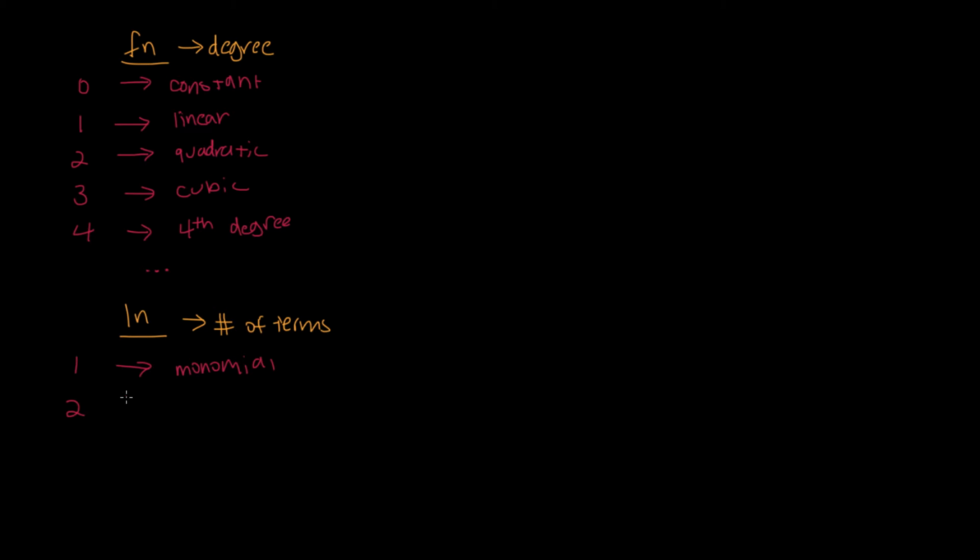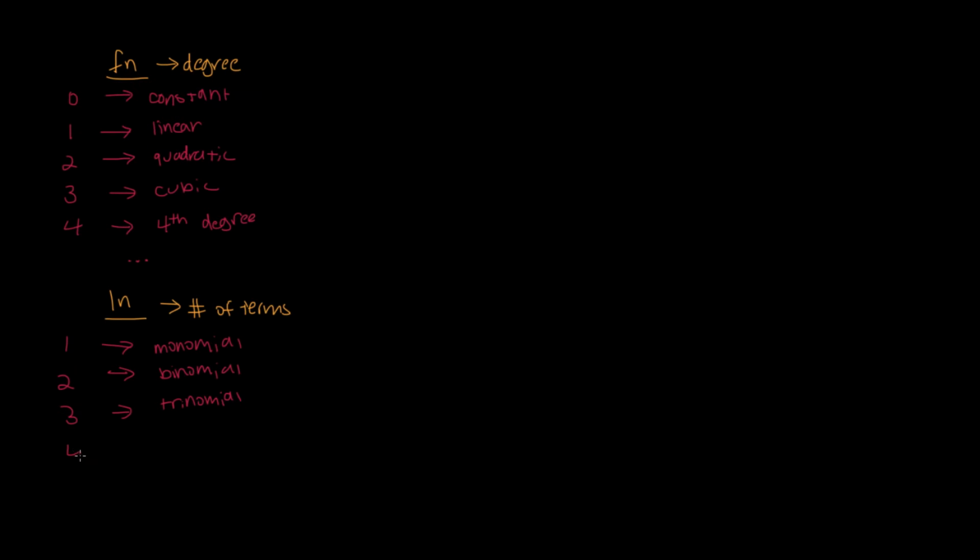With 2 terms, it's a binomial. With 3 terms, it's a trinomial. And with anything above 3 terms, it's just going to be with 4 terms. So again, if it has 5 terms, then it's going to be with 5 terms, and so on and so forth. So now that we've seen how to name these, let's use some examples.